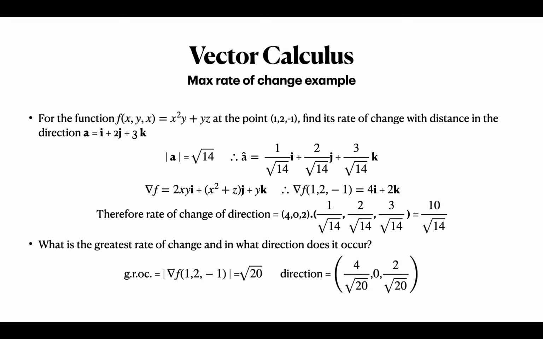And that's it. You can tidy this up a little bit if you want to, because the square root of 20 is 2 times root 5. And there's a cancellation there. If you wanted to do that, but that's not essential.